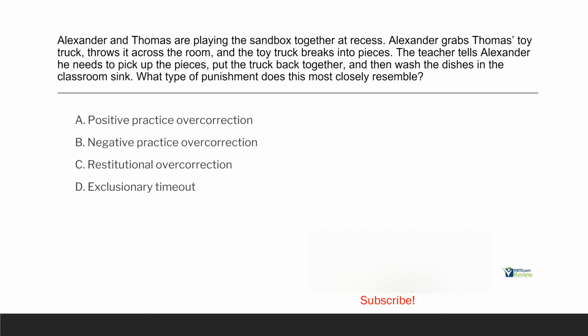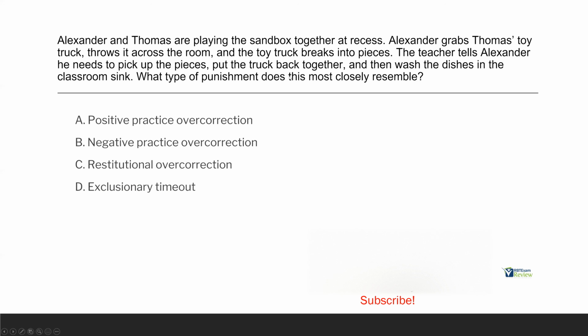Looking at a punishment procedure here, think about all the punishment procedures we know, right? Overcorrections, timeouts, positive punishment, negative punishment. What we know is Alexander and Thomas played in the sandbox. Notice how each time we're asking ourselves, what does the question want us to figure out? And then what do we know? It forces us to really analyze the question.